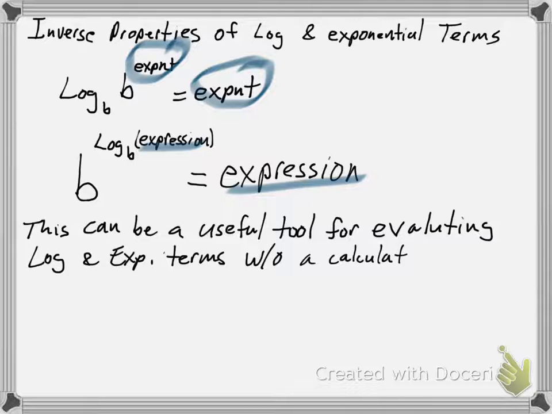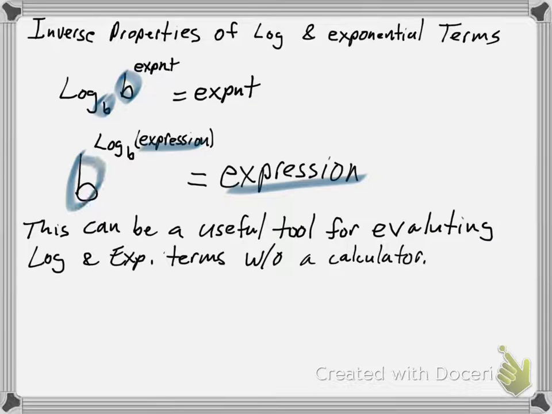But anyways, this method allows me to evaluate these expressions using this inverse property. And how does it do that? It does that because these guys are inverse operators, so they undo or kind of cancel each other out. So as long as this guy and this guy are the same, then this particular property will work.